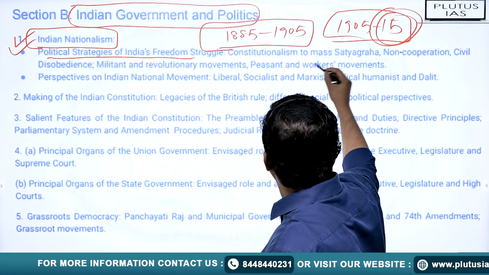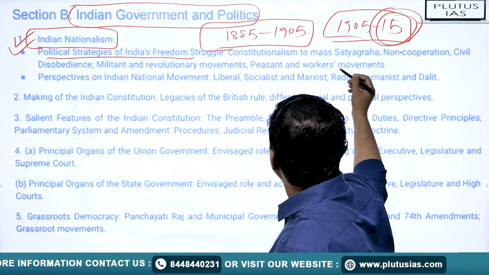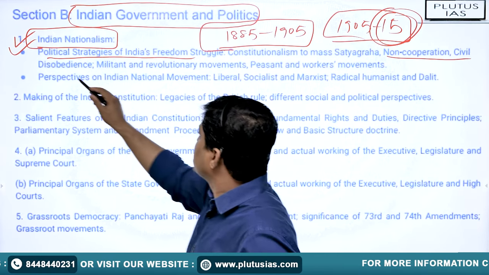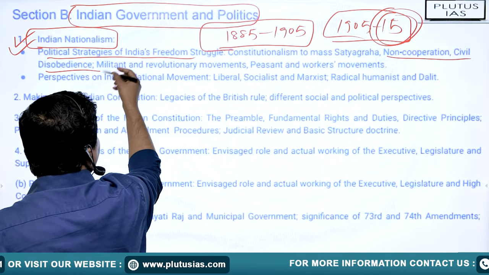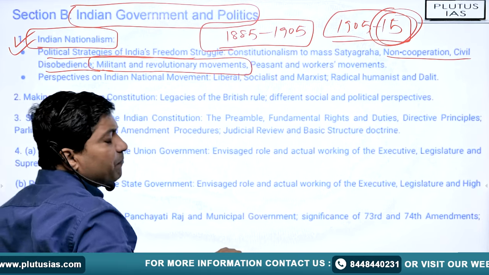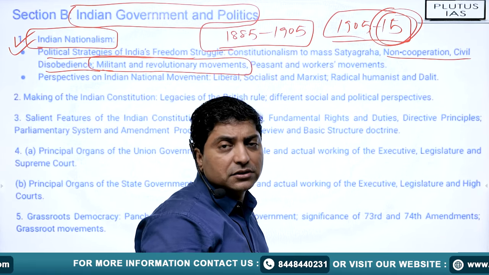So we discuss all this, and then we talk about Gandhi's role in the non-cooperation movement and the civil disobedience movement. Apart from this, there was a militant and revolutionary movement against the British government, right?